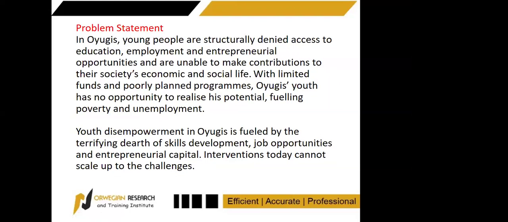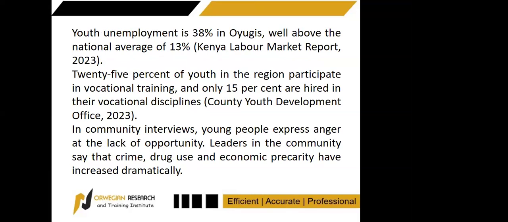Can you check that you can see the problem statement, and the first sentence is: in Oyugi's town, young people are structurally denied access to education, employment, and entrepreneurial opportunities, and are unable to make contribution to their society, economic, and social life. With the limited funds and poorly planned programs, Oyugi's youth has no opportunity to realize its potential, fueling poverty and unemployment. Youth disempowerment in Oyugis is fueled by a terrifying dearth of skills development, job opportunities, and entrepreneurial capital. Interventions today cannot scale up to these challenges. Youth unemployment is 38% in Oyugis, well above the national average of 13, Kenya Labor Market Report 2023.